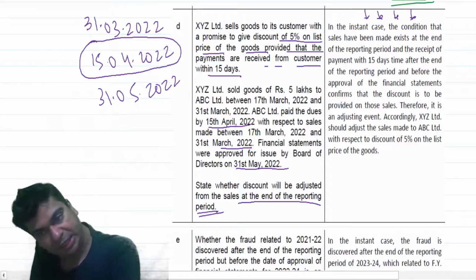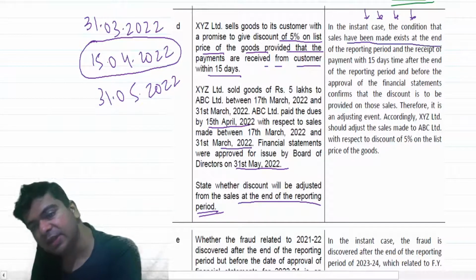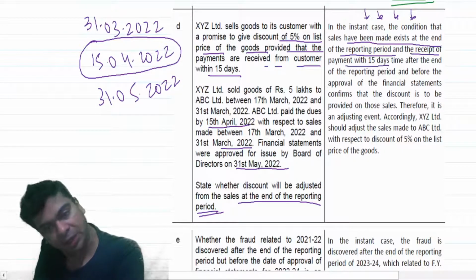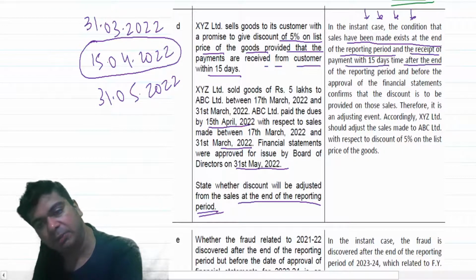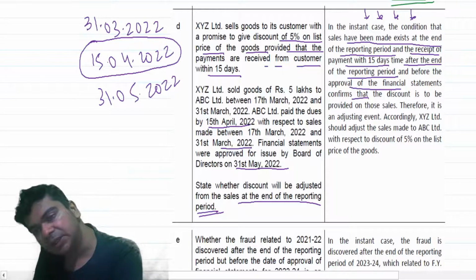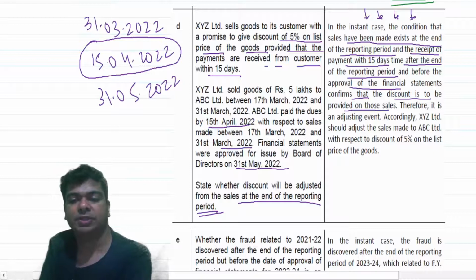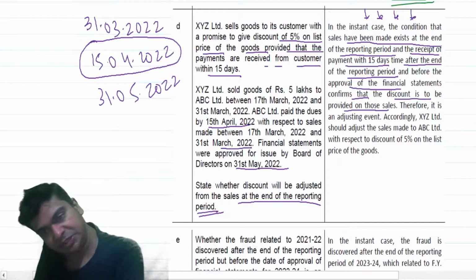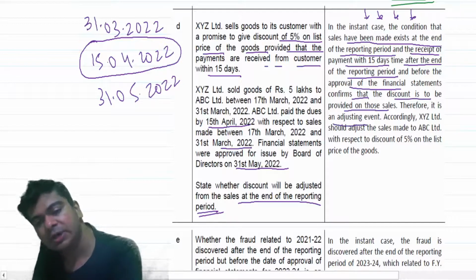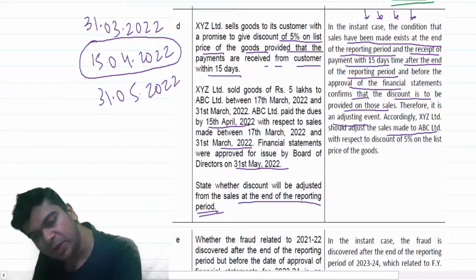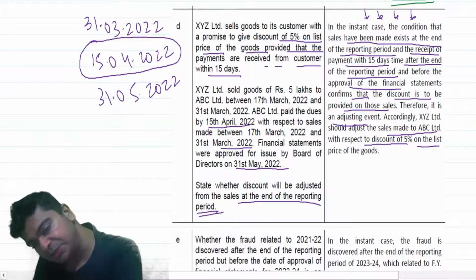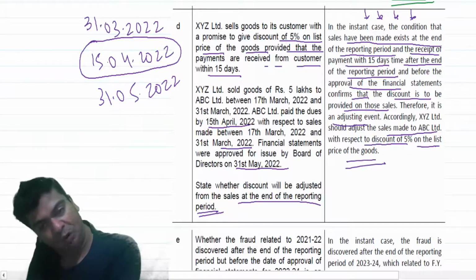In the instant case, the condition that sales have been made exists at the end of the reporting period and the receipt of the payment within 15 days time after the end of the reporting period and before the approval of the financial statements confirms that the discount is to be provided on those sales. Therefore, it is an adjusting event. Accordingly, XYZ Limited should adjust the sales made to ABC Limited with respect to discount of 5% on the list price of the goods.